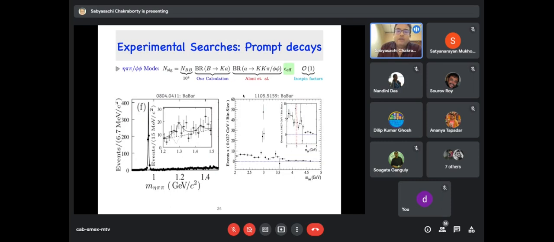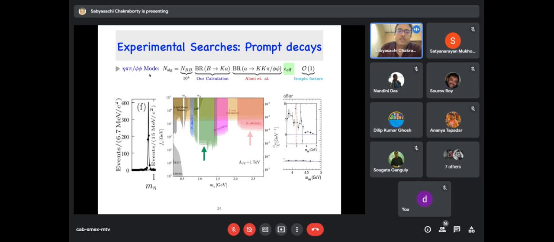Belle and BaBar, both these experiments search for any resonances which can go to eta pi pi or phi pi. Now, if you have an axion, it will have a signal over these standard backgrounds. And using these two particular modes, we obtained a bound which is roughly of the order of TeV or so from eta pi pi. Phi pi is over here. And KK pi is over here.